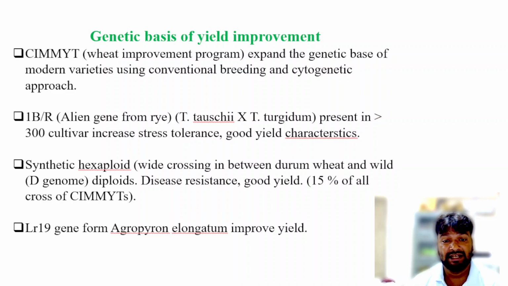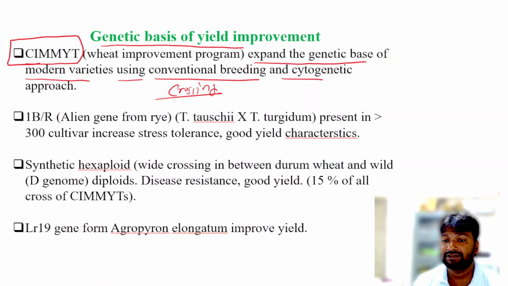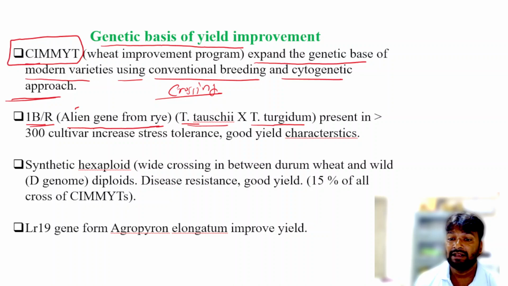Now talk about the genetic basis of the yield improvement. So CIMMYT is the major center which is working on the wheat improvement program, and they expanded the genetic base of modern varieties using conventional breeding, that is crossing with contrasting parents, and some cytogenetic approaches. And there is an introduction of some alien genes like 1BL/1RS. This gene was transferred from the rye with the cross of Triticum aestivum and Triticum turgidum. This gene is present in more than 30 modern cultivars, and this increases the stress tolerance and also has good yield characteristics.